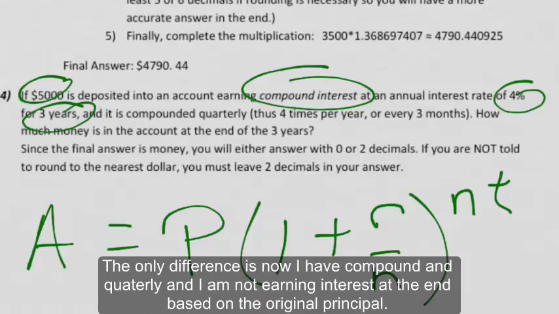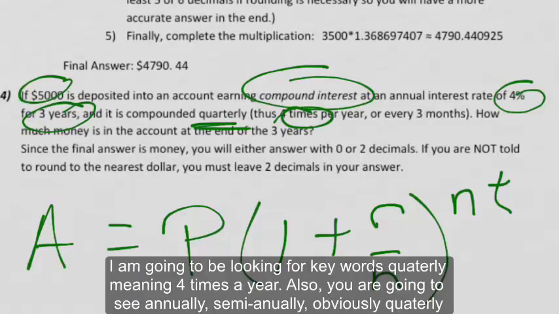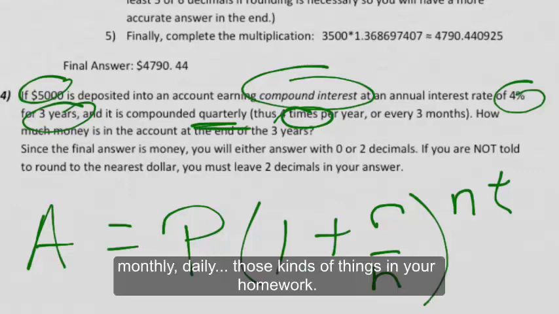I'm not earning interest at the end based on the original principal, but I'm getting a little bit of interest all the way through. So compounded quarterly. So 4 times every year. That's going to provide that N for you. I'm going to be looking for words like quarterly, meaning 4 times a year. Also, you're going to see annually, semi-annually, and then obviously quarterly, monthly, daily, and those kinds of things in your homework.